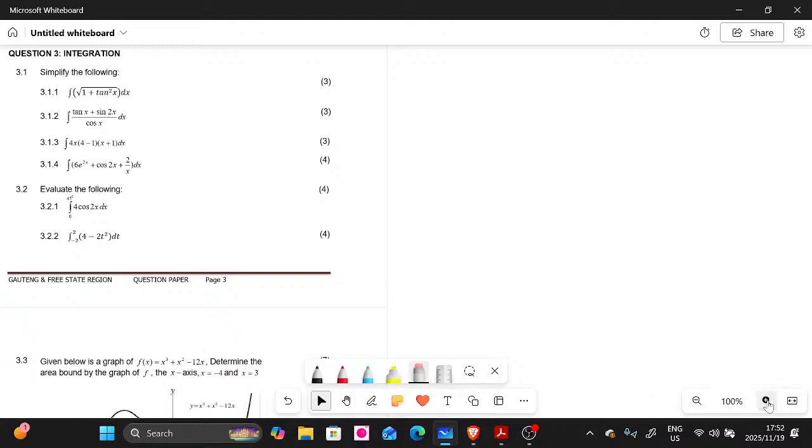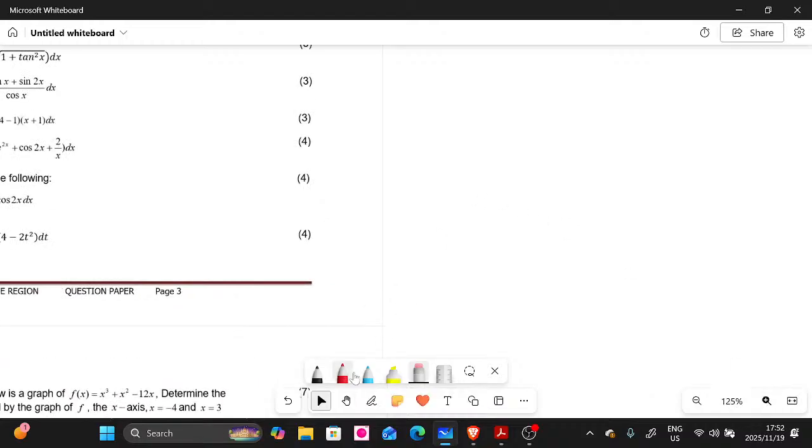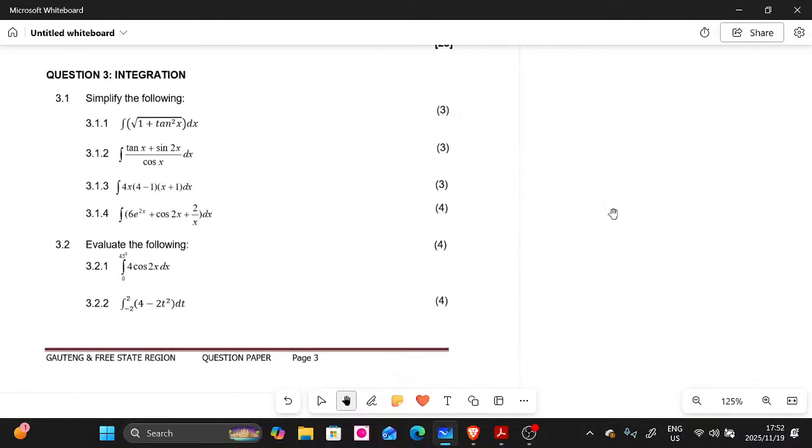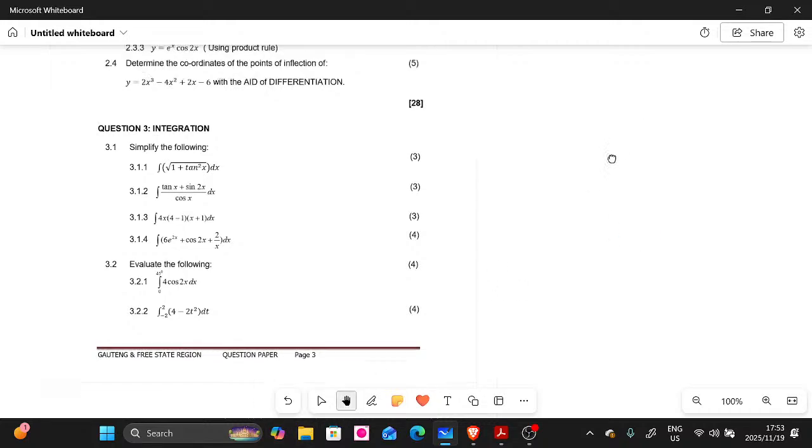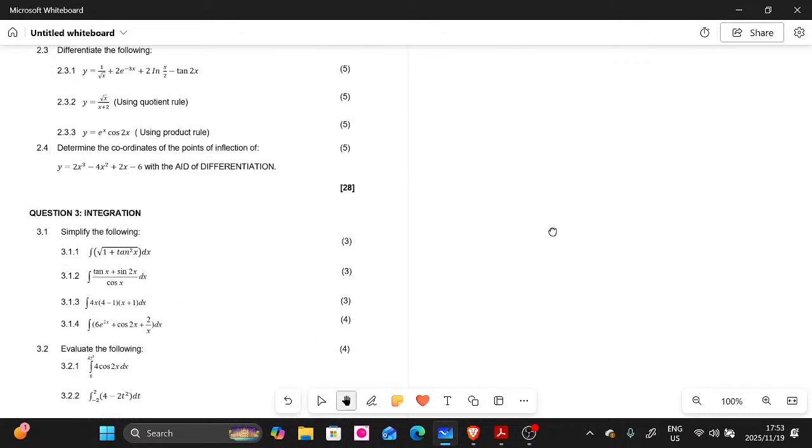Now if I zoom in, let's look at that question. Let's look at 3.1.2. Here's 3.1.2. It's also out of 3 marks, and it's also trigonometric ratios. So let's do it. The network gave us problems when we were busy with this one, so I decided to stop the first stream, guys. I'm hoping that this time around our network is fine.